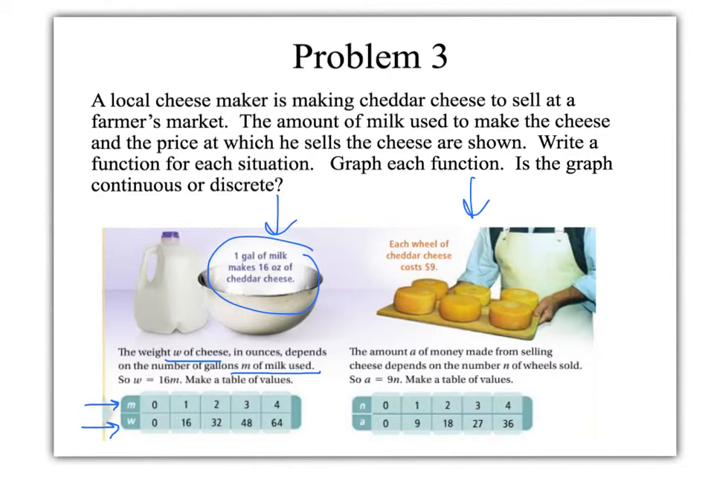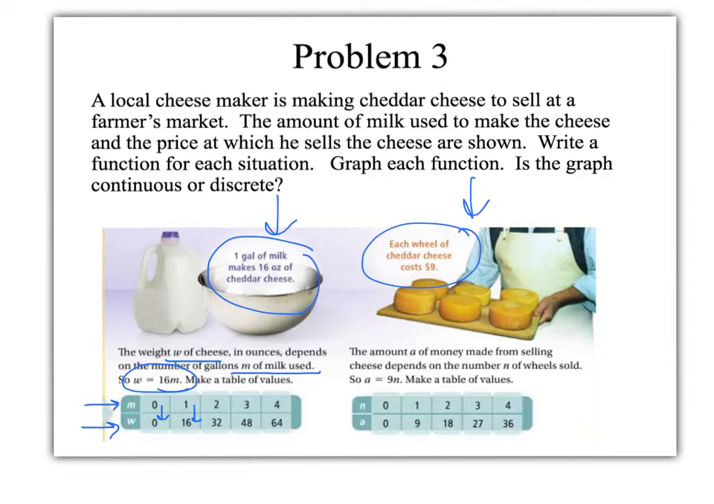So the points they came up with: if 1 gallon of milk equals 16 ounces, well, if you have 0 gallons of milk, your weight is 0. If you have 1 gallon of milk, your weight is 16 ounces. So every time you take a gallon of milk, you're multiplying it by 16. So there's your equation.